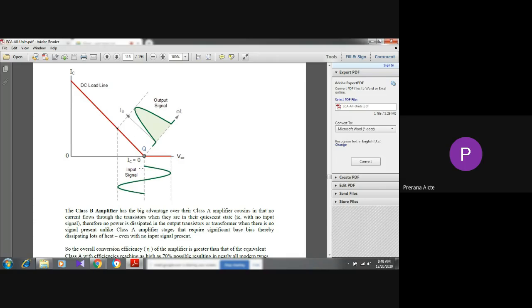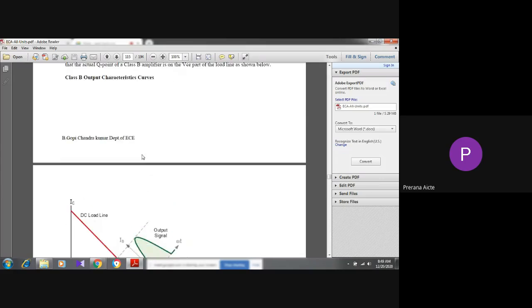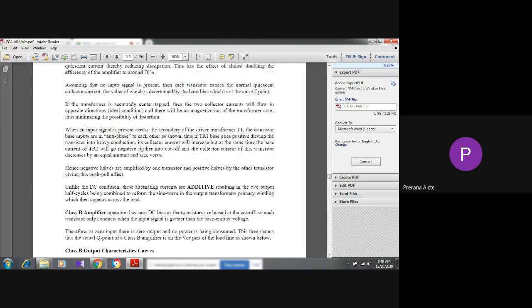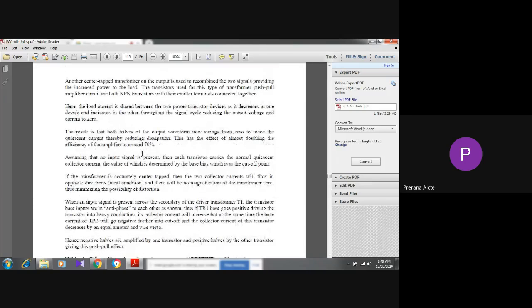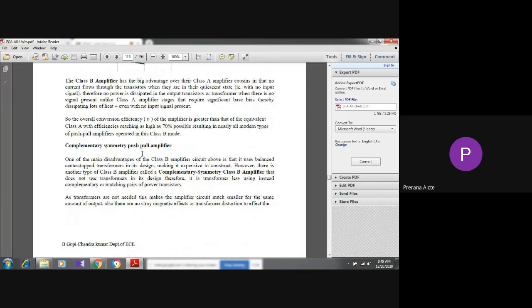The class B amplifier has a big advantage over class A: no current flows through the transistor when it is in its quiescent state, that means with no input signal. Therefore, no power is dissipated in the output transistors or transformer when there is no signal present, unlike the class A amplifier. This is the advantage of class B. The overall conversion efficiency is greater than the equivalent class A. The efficiency is high, maximum 70%. So this is class B push-pull, where we use two transistors of the same type. Next we will discuss complementary symmetry.